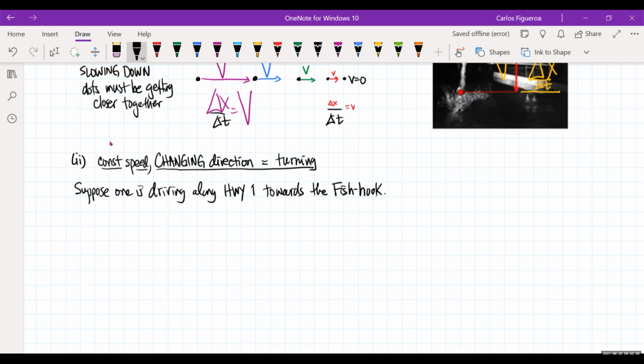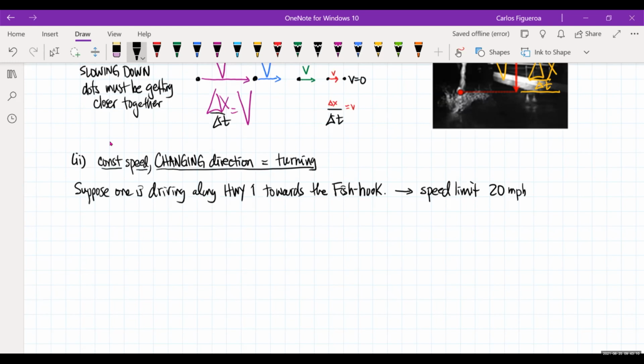Now, if you read what the speed limit is on the fishhook, it has a speed limit of 20 miles per hour. So if you're an upstanding citizen and you're driving the speed limit, that means every time you go around the curve, you should be driving a maximum speed of 20 miles an hour.